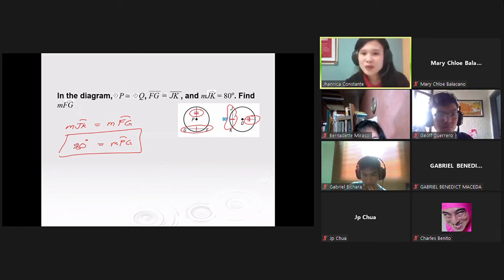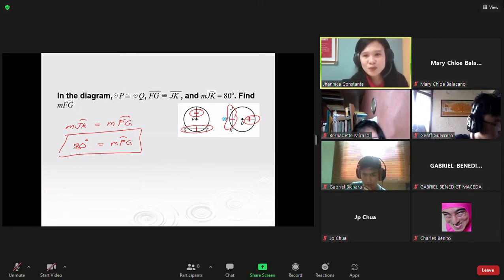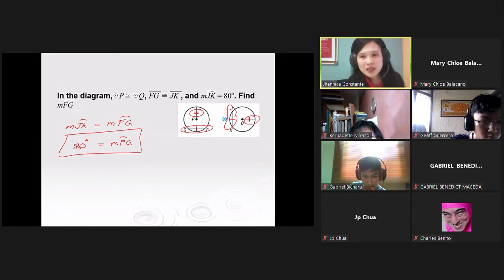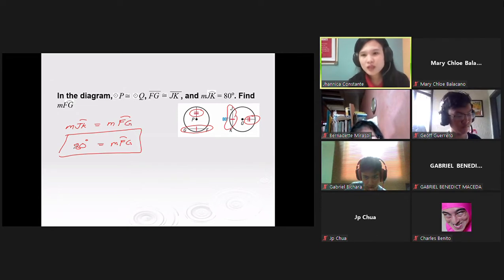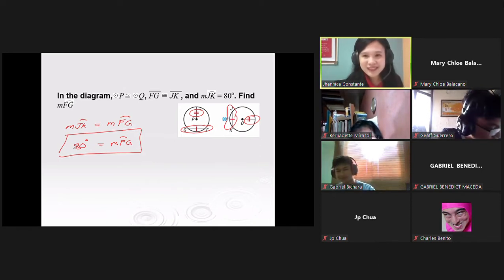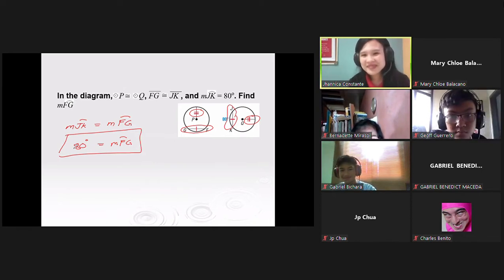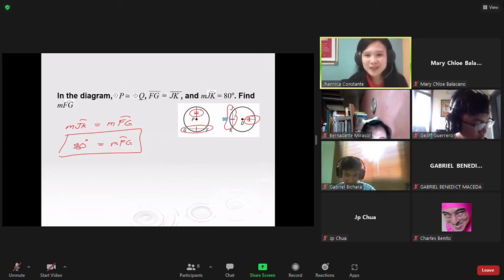So that's how we find the measurement of the arc based on the theorem of the congruent circle, wherein chords and radius are equal. Question in this example. Mahirap, no? Mahirap hanapin yung measurement ng arc on the first theorem.